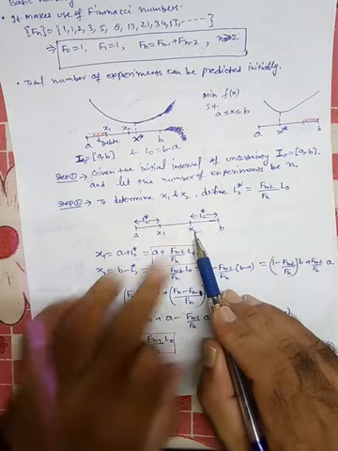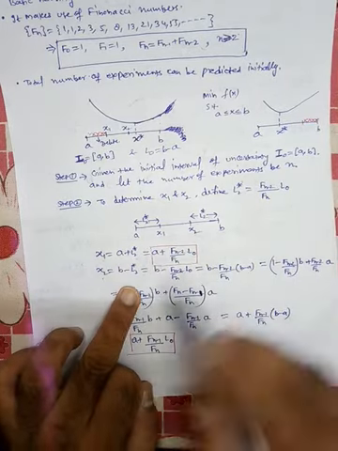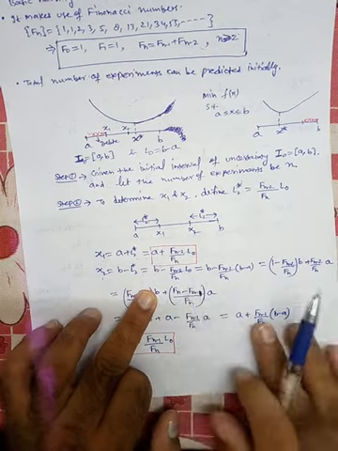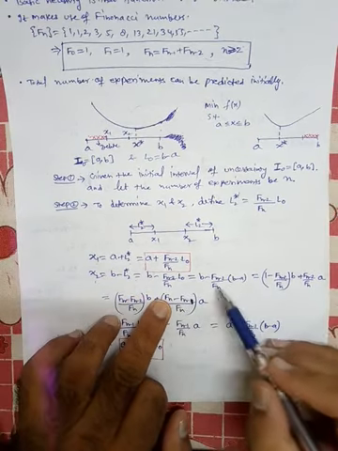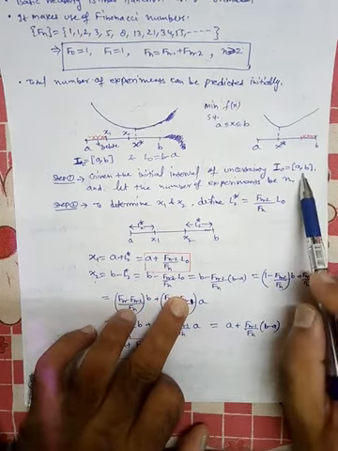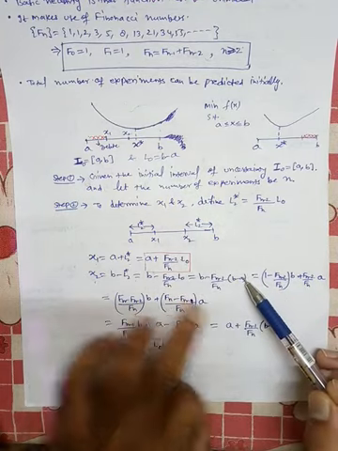Similarly, what is x2? x2 will be nothing but b minus L2 star. L2 star is this, so substituting the value, b minus f of n minus 2 by fn times L0. What is L0 here? L0 is basically b minus a, so substitute it here, b minus a.